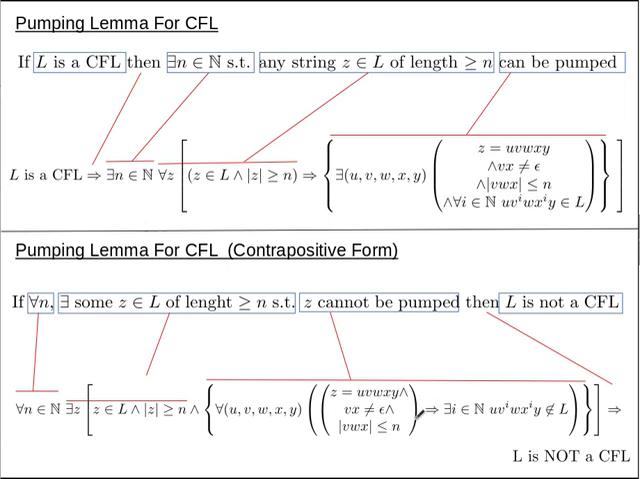can convert into implication, and then this for all will become there exists, and then this will become the negation of this, and this whole thing is the negation of this part, which now implies the negation of this thing, which is L is not a CFL. Okay, so again this is the formally written version of the contrapositive form of the pumping lemma for CFL.